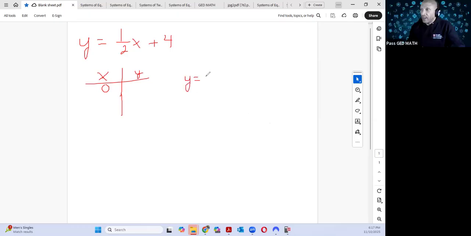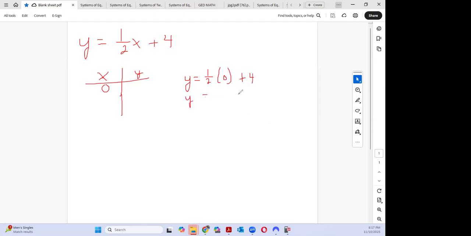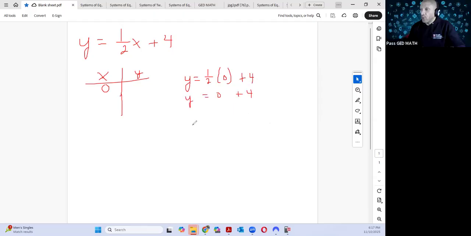So y equal 1/2 times 0 plus 4. y equal 0 plus 4. y equal 4. So that's my first point.